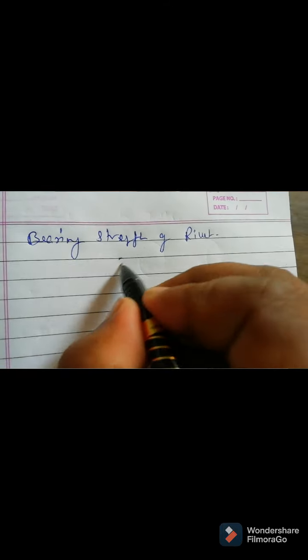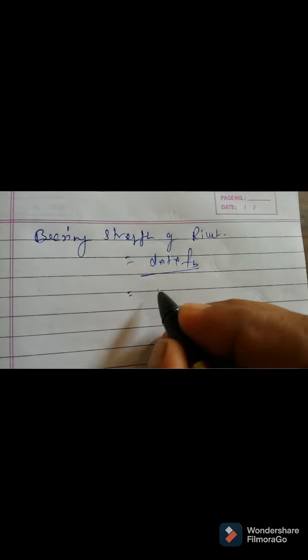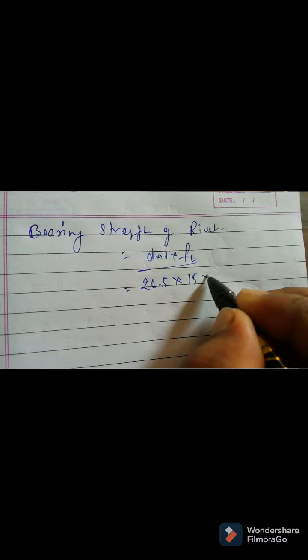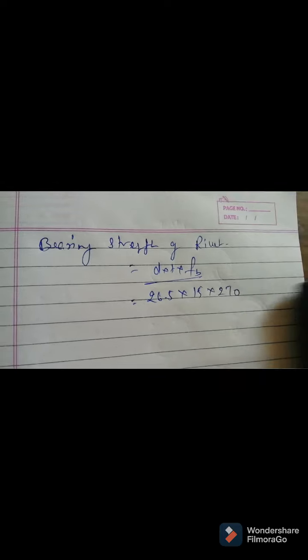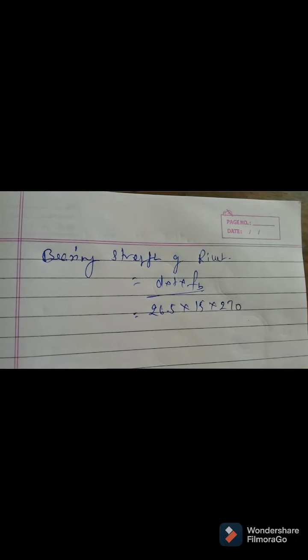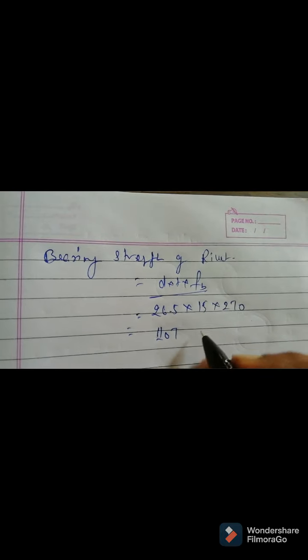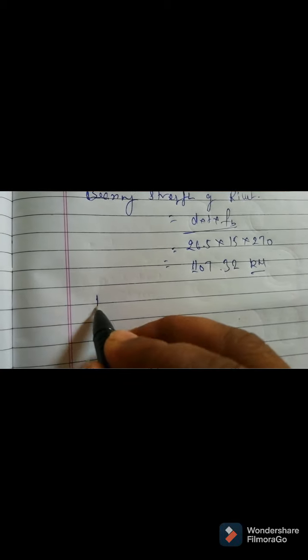So now we are going to determine the bearing strength of rivet, that is equal to D into T into FB. So D, the diameter of rivet, equal to 26.5 mm, into T, the thickness of plate, that is 15 mm, and FB has been given equal to 270. So now let's calculate 26.5 into 15 into 270. This is 107.325 kilonewton.